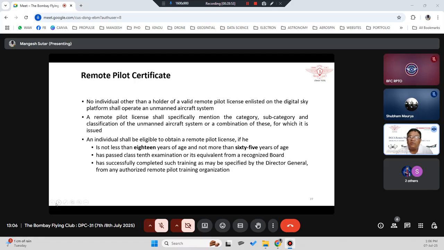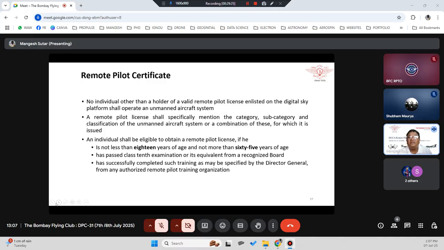Now coming back to Drone Rules 2021, the next segment is the remote pilot certificate, for which you have applied. No individual other than the holder of a valid remote pilot license enlisted on the Digital Sky platform shall operate an unmanned aircraft system. So only if you are an authorized pilot are you authorized to fly drones, which means you are getting listed on the Digital Sky platform. Your name will also be there on the Digital Sky platform.